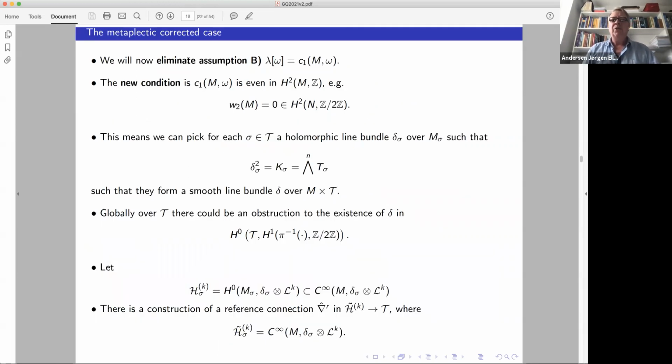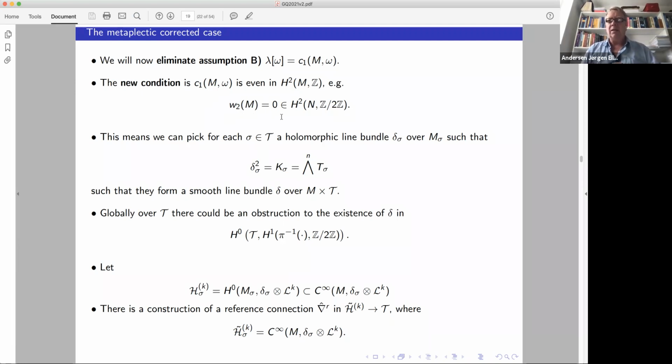Now we had assumptions A, B, and C. A was rigidity; we're not going to touch that for now. B was this Fano-type condition. Now, it's possible to remove that. And in order to remove it, what you have to do is go to a metaplectic correction. If you do that, the new condition simply reduces to the first Chern class being even. In other words, the second Stiefel-Whitney class will vanish.